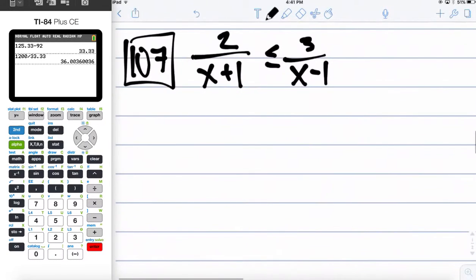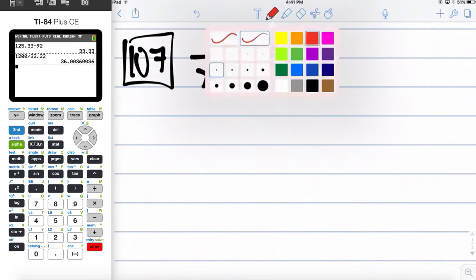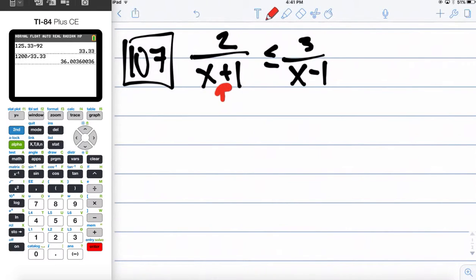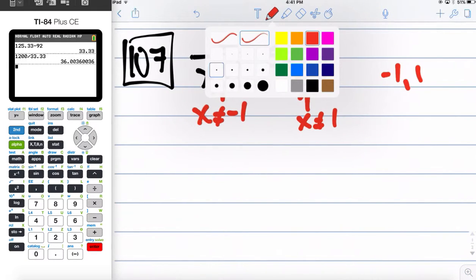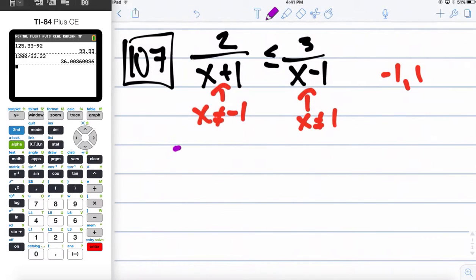I have to take a look at this and decide that from here, x can't be equal to negative 1, and from that point right there, x can't be equal to 1. So I know I've got negative 1 and 1 as special numbers. Now I take my problem I had before, 2 over x plus 1, and set it equal to 3 over x minus 1.